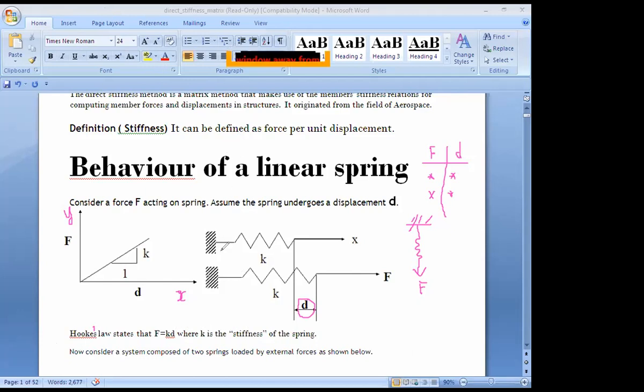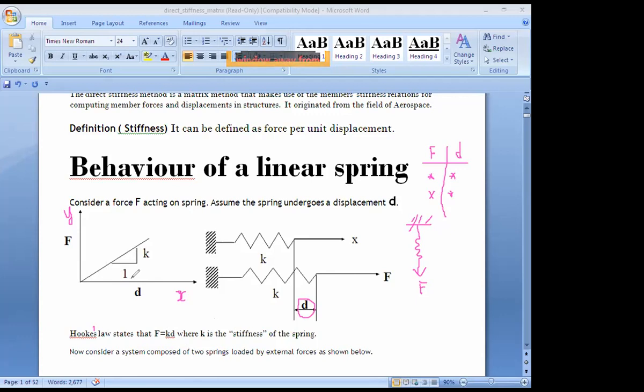Okay, so if one plots the values of the force against the displacement, then you get a straight line through the origin. And if you find the slope of that line, you find that the slope is given by K. And that K is the stiffness of the spring. Or in other words, force divided by displacement gives us the stiffness of the spring. So this is a situation where we have just one linear spring.